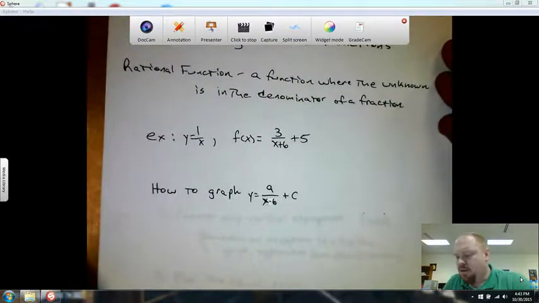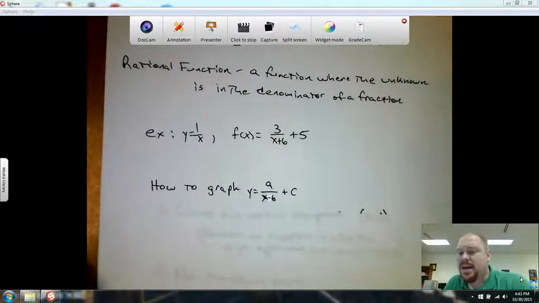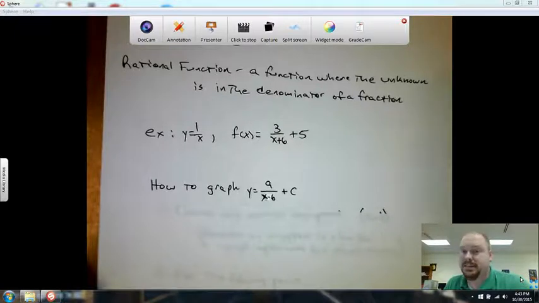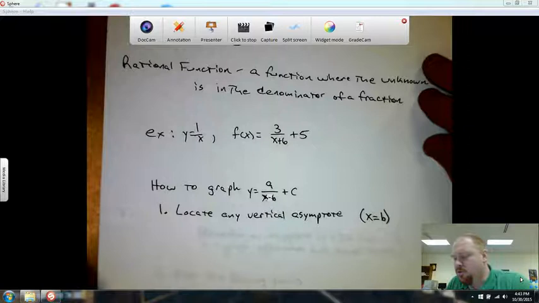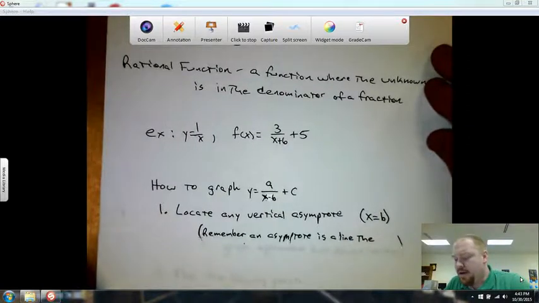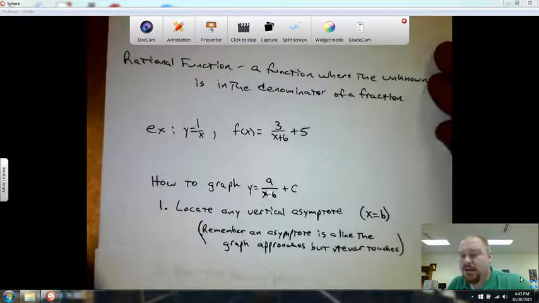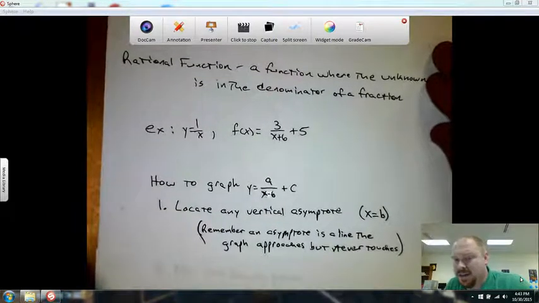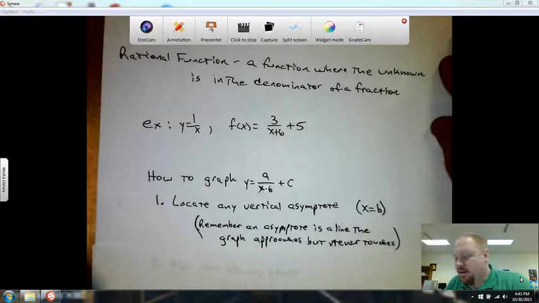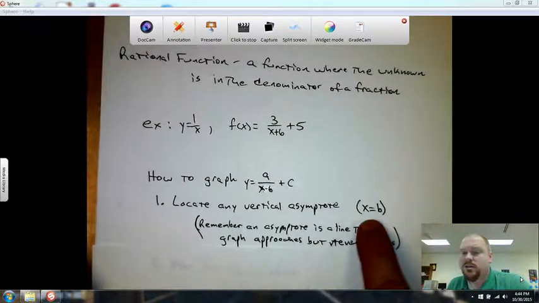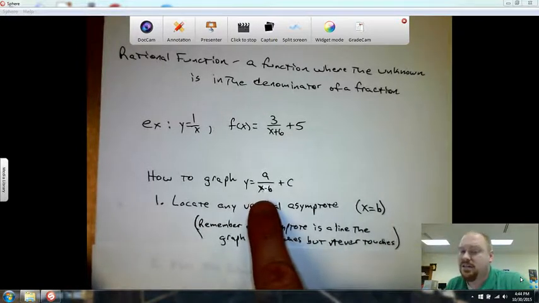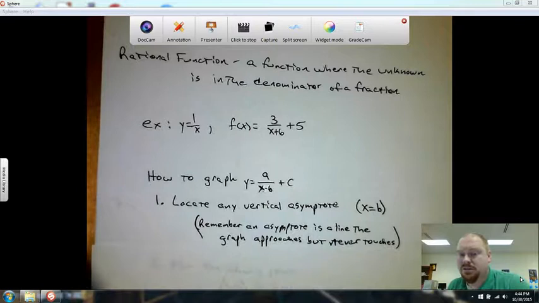So, my generic form is y equals a over x minus b plus c. Alright, so the first thing I'm going to do is locate the vertical asymptote. Okay, now remember, an asymptote is a line that a graph approaches but never touches. And x equals b will be the equation of the asymptote in this form. Essentially, you're going to set the bottom equal to 0 and solve it.